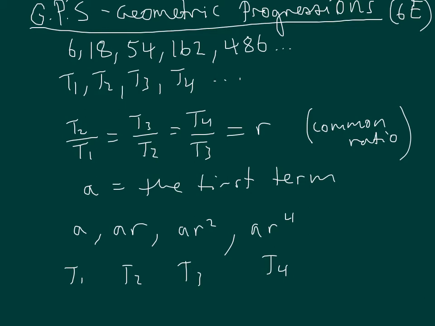And just as we did before, you'll notice that the 2 is 1 more than the power. The 3 is 1 more than the power. Or we can say the power is 1 less than the nth term. So a common way of saying it is that the nth term, Tn, is equal to A r to the n minus 1. There's the nth term: Tn equals AR to the n minus 1.